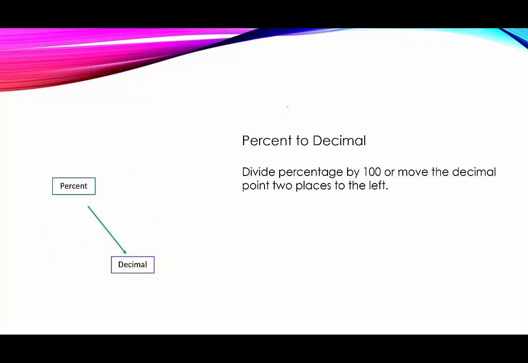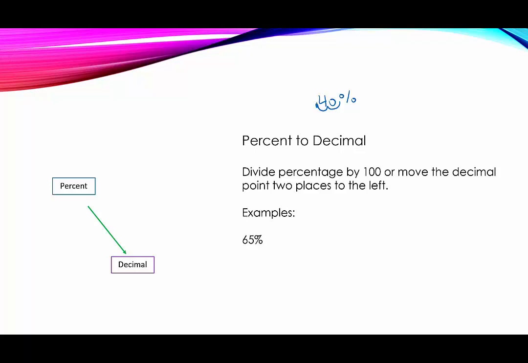We're going to divide the percentage by 100, or the shortcut is we move the decimal point 2 places to the left. So if we see the percent, we're going to move away from the percent, 1, 2, 2 places. Those 2 places are just a shortcut for dividing by 100. So anytime we're converting from a percent to a decimal, it's always 2 decimal places.